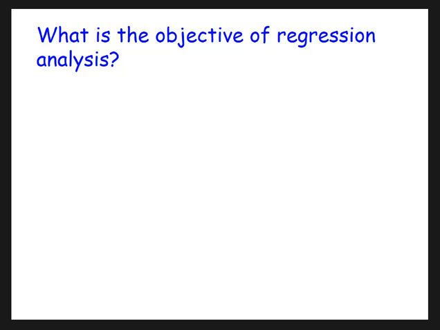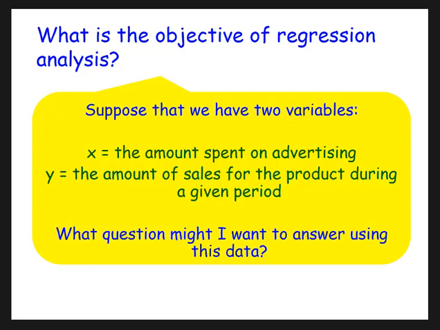So what is the objective of a regression analysis? It is to supply a relationship between those variables. So let's say X is the amount spent on advertising and Y is the amount of sales for a product during a given period. Well, knowing the relationship between these variables might help us plan our budgeting process.